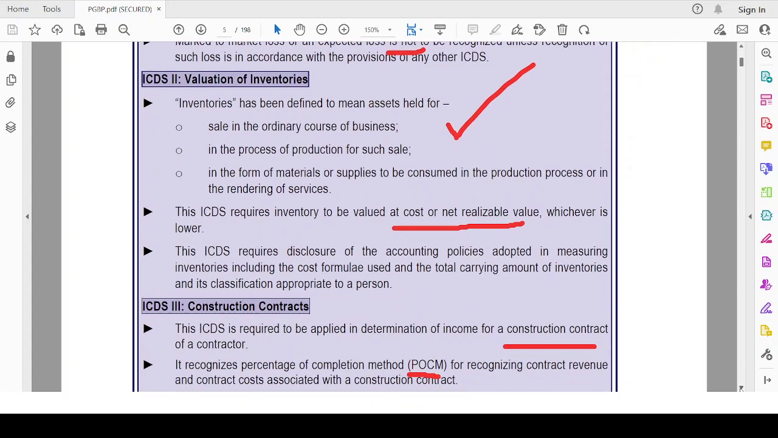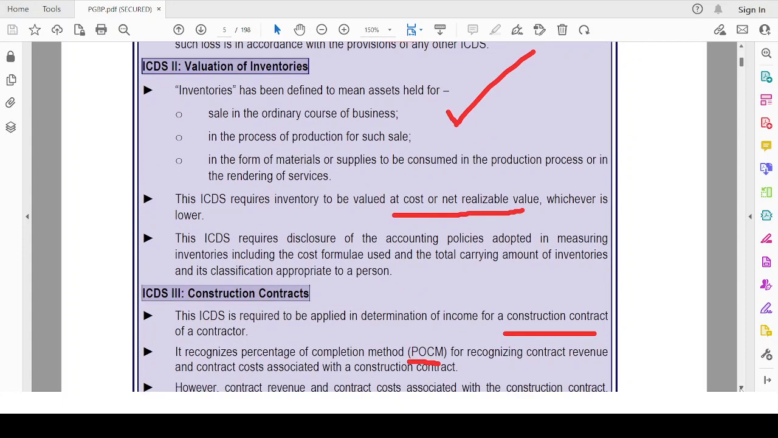Then ICDS 2, valuation of inventories. What does inventory mean? Stock in trade, raw material, work in progress, right? Let's read it. Which is held for sale in the ordinary course of business, that's nothing but stock in trade. In the process of production for such sale: WIP, raw material, finished goods. In the form of materials or supplies to be consumed in the production process or the rendering of services, nothing but the consumables and the raw materials. Clear?